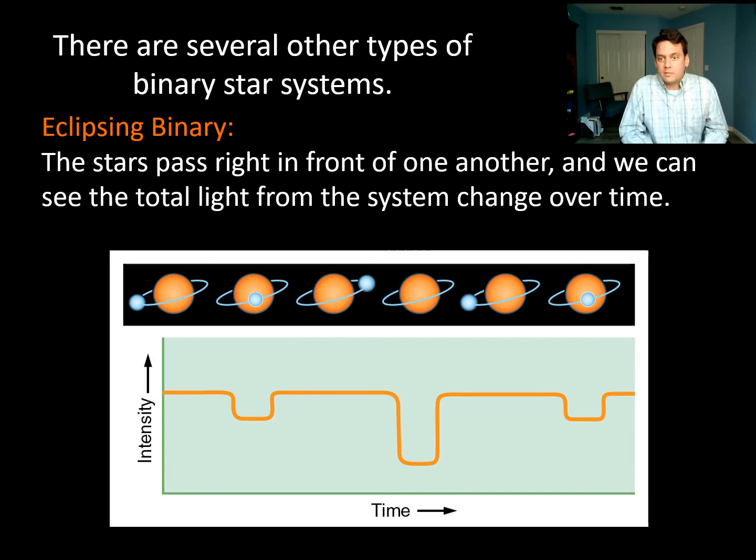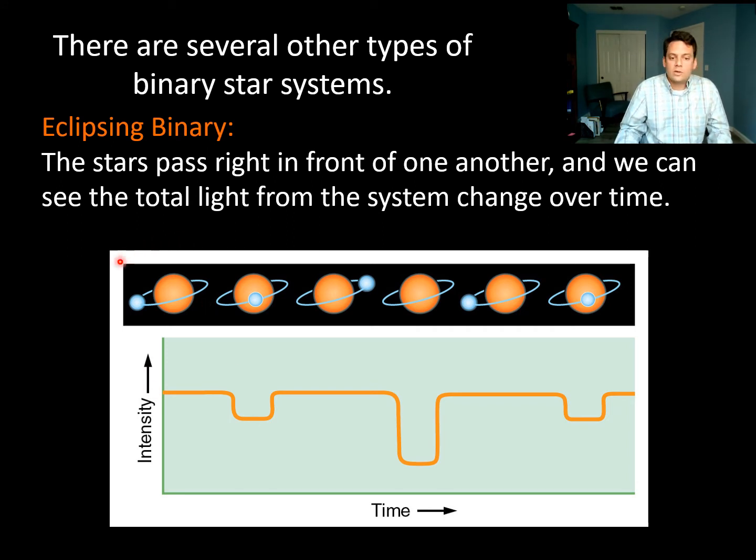A second type of binary star system is what we call an eclipsing binary. This is a binary star system whose orbits happen to be oriented in such a way that the stars pass in front of and behind one another over time. The reason that's useful for us is that the intensity of the combined light of the two stars that reaches Earth will vary over time in a way that looks kind of like this. As I mentioned, typically one of the stars will be more massive than the other.